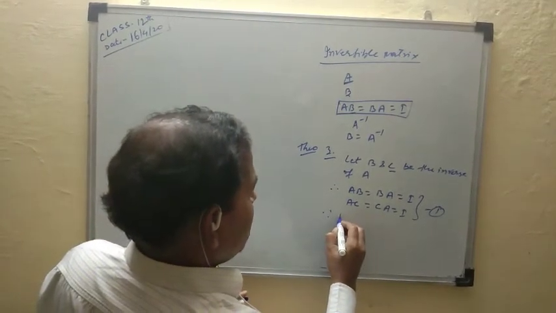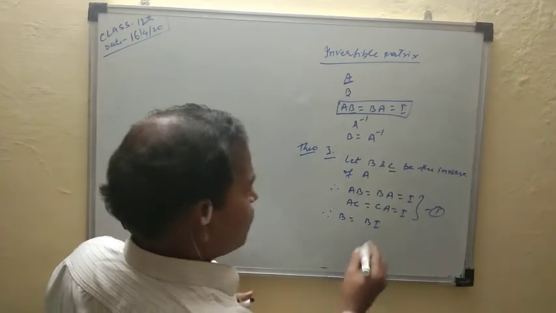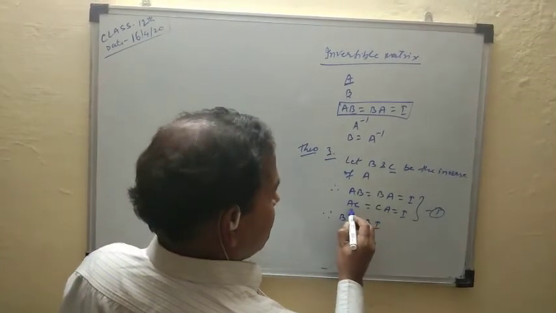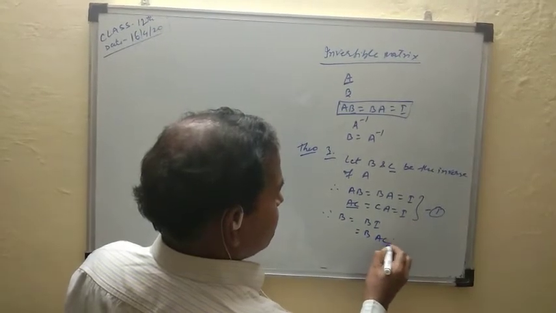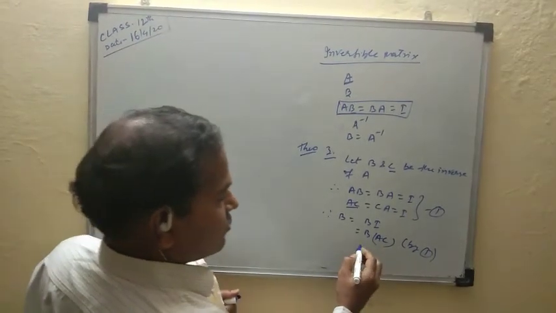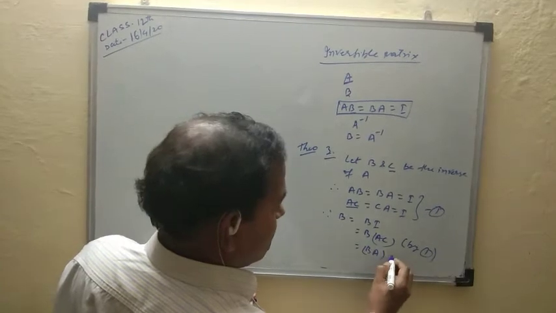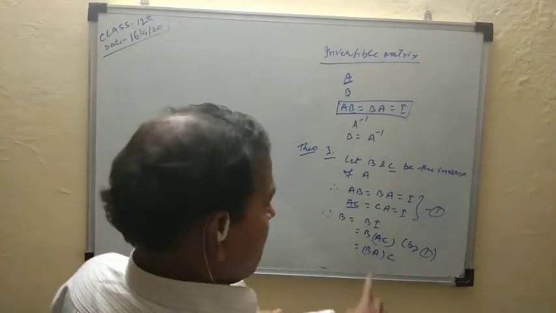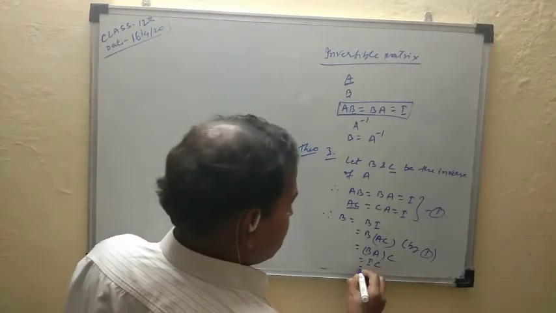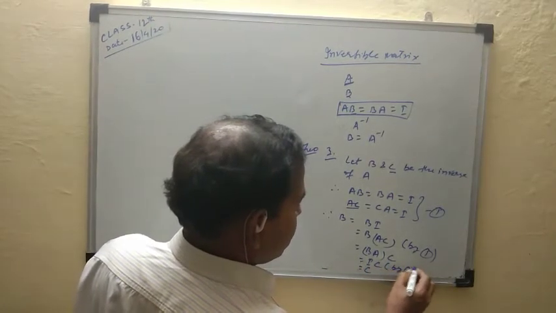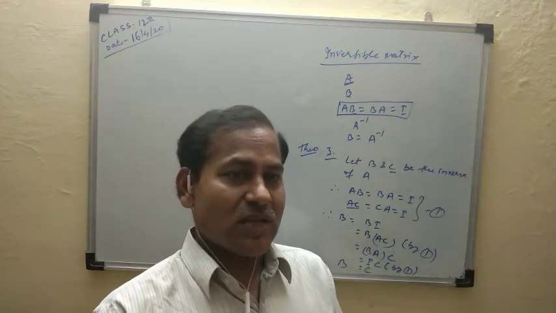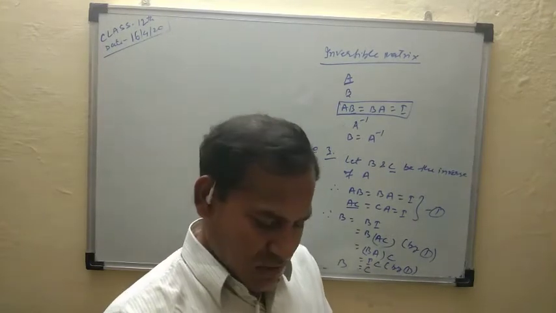Now, B can be written as B into I, because I is the identity matrix, and I can be written as A into C, so B into A into C. By the associative law, B into A into C, and B into A is equal to I. So this is equal to I into C, and I into C is equal to C. So here B is equal to C, that is, if the inverse exists, then that inverse is unique. Next, theorem number 4.